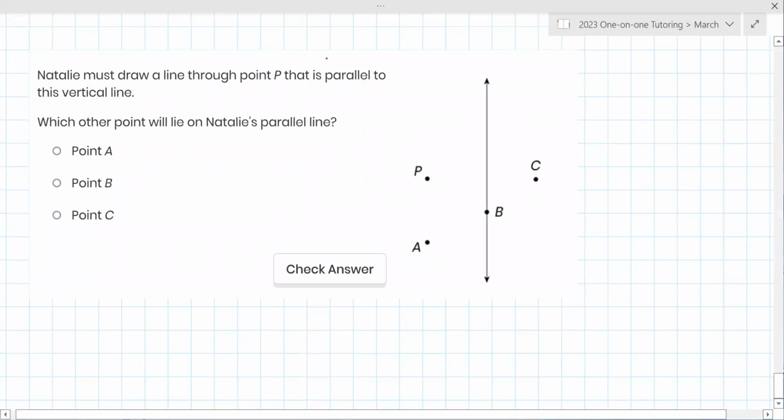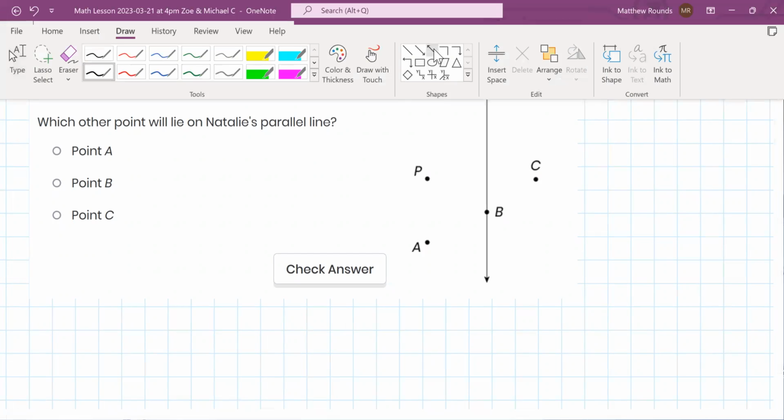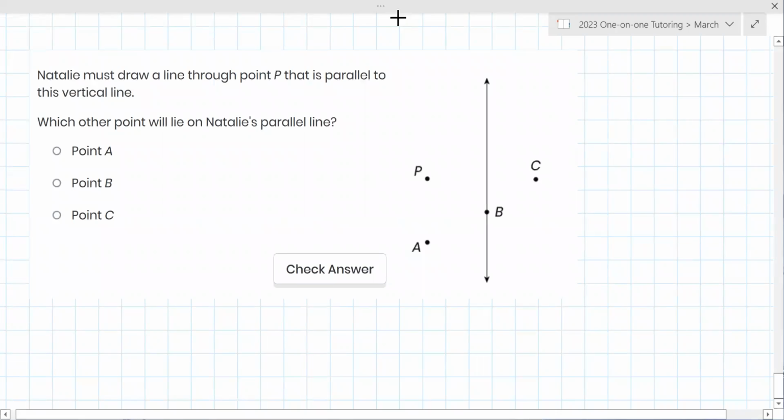Okay, Natalie must draw a line through point P that is parallel to this vertical line. So here's an example of that other line. Just believe that it goes through point P. I know it's kind of off there. If you were to extend both of these lines forever, do you think that they will ever intersect? No, they will not.